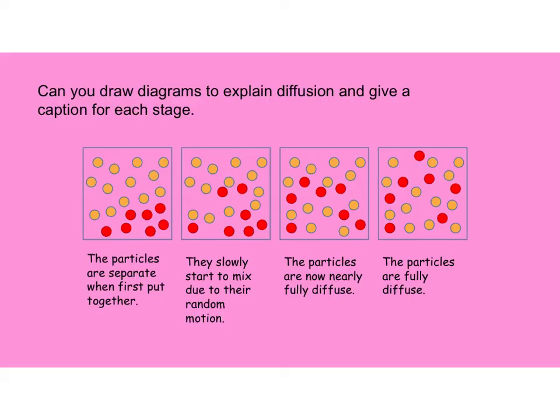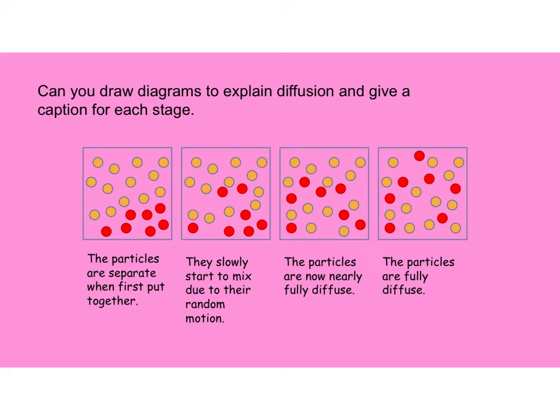Okay, so each of these drawings can explain diffusion and give you a caption for each stage. Okay, so in yours, you need to put this down as notes or fill it in. Okay, so this is the start here. We've got yellow particles by here and red particles by here. Okay, the particles will separate when they are first put in together, so they will naturally separate into their colours, okay, especially in a certain area like this.